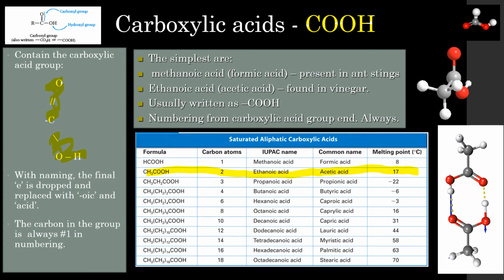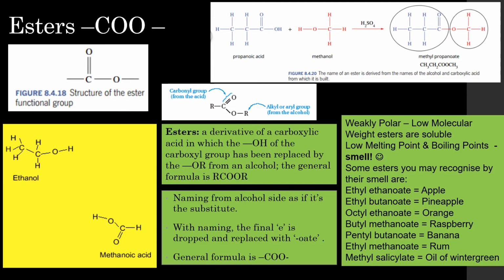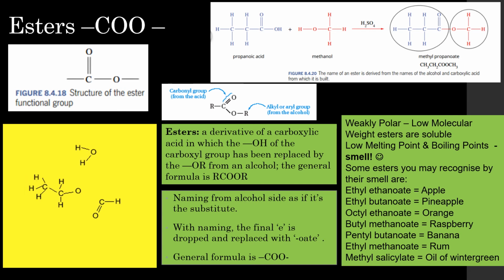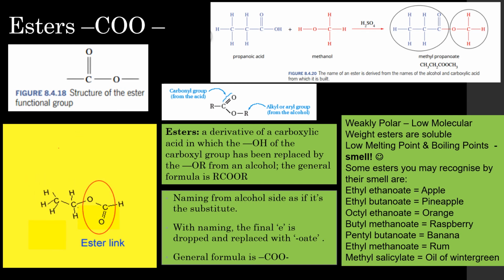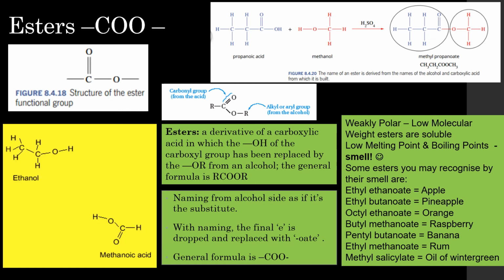So when naming, the final E is dropped and replaced with an OIC and an acid, so an OIC acid. So the carbon in the group is always the number 1 in numbering. So when you react carboxylic acid with an alcohol, you're going to form an ester, and esters are a very interesting group of molecules because they form a lot of flavors in our food.